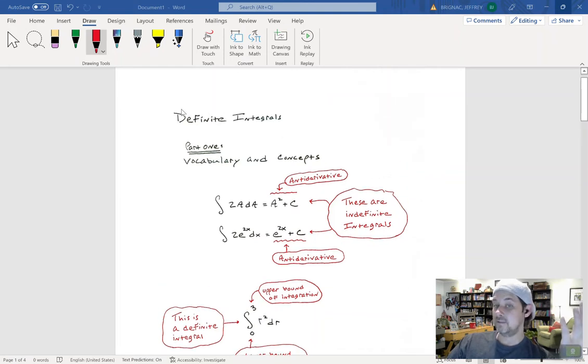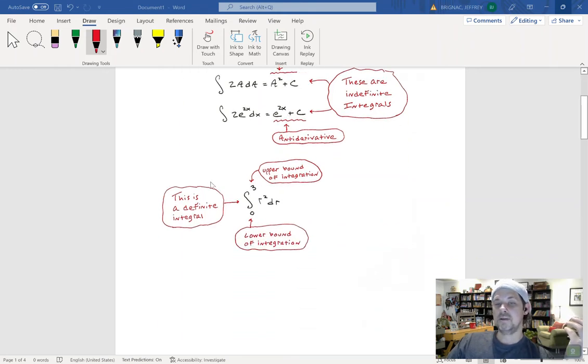Now, we're talking about definite integrals in this video, which is a new concept. So here is a definite integral right here. It looks the same for the most part as the indefinite, except that there are these numbers. This elongated S right here is the integral sign. It's part of notation in calculus. You notice that there's a number at the bottom and a number at the top. This number at the bottom is called the lower bound of integration, and this number at the top is called the upper bound of integration.